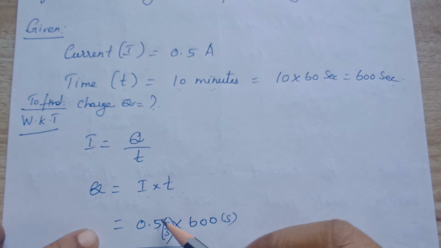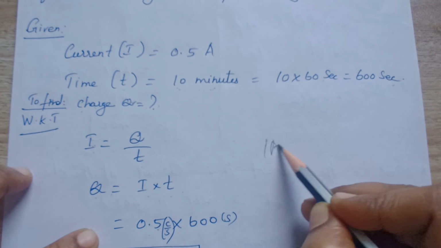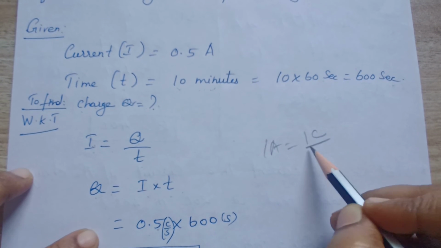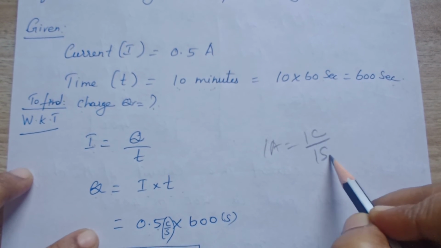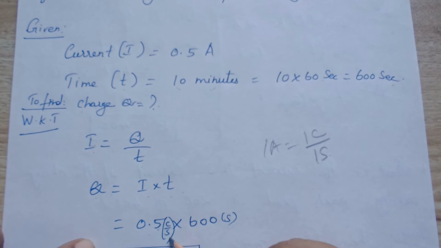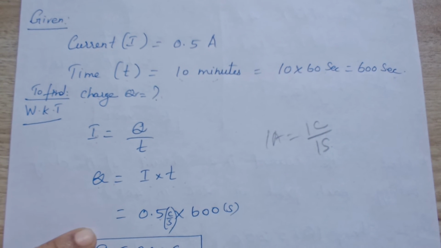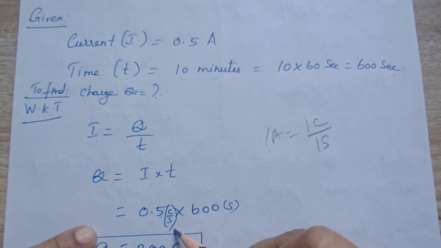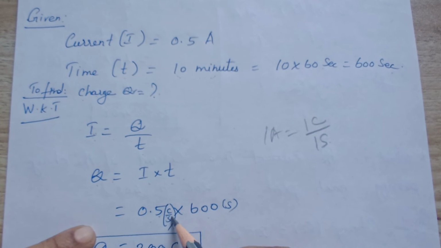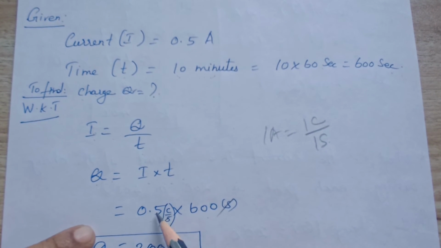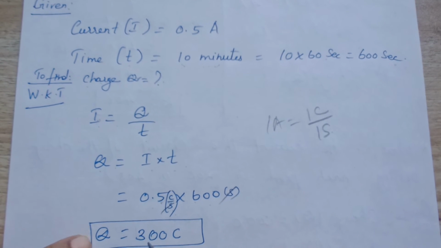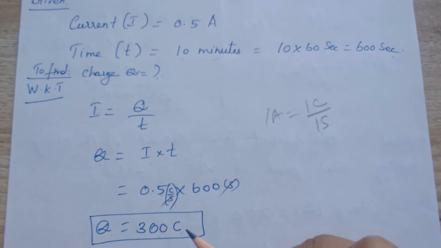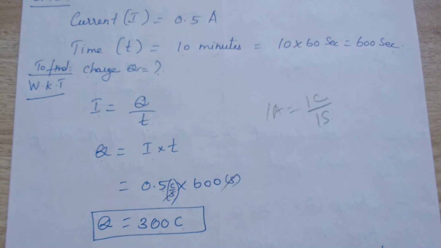0.5 ampere. Ampere means what? 1 ampere equals 1 coulomb flows per second. So C by S, right? Instead of writing A, you can write it as C by S. Time is 600 seconds. The seconds get cancelled. So 0.5 into 600 will give 300 coulomb. Charge equals 300 coulombs.